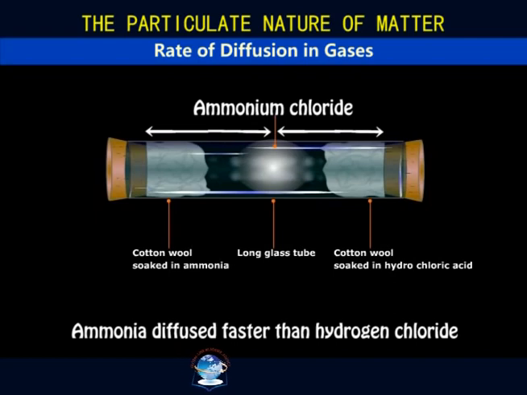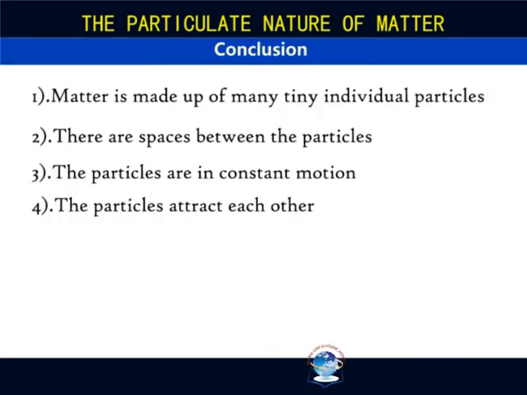And so, the key thing in this chapter is that matter is not continuous. It is particulate. In other words, it is made up of tiny particles. The particles have spaces between them. The particles are in constant motion, and the particles attract each other. Understanding this will help in explaining the behavior of matter as we proceed.